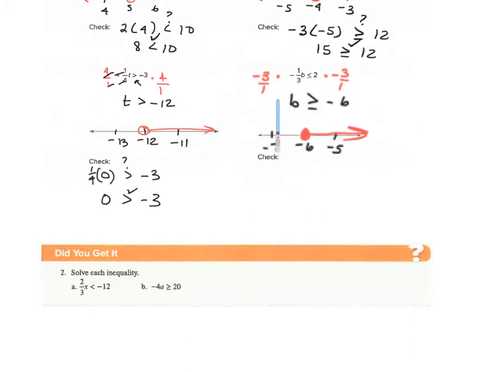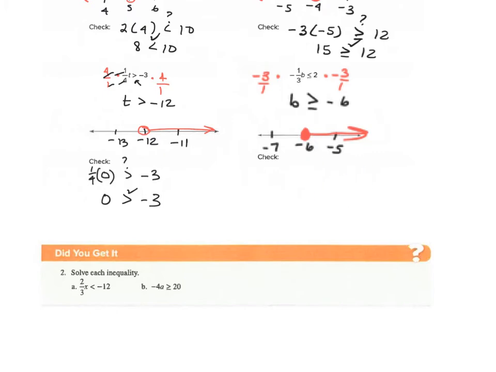Now, since I multiply both sides by a negative number, it is now going to be greater than or equal to, and then 2 times -3 is -6. So here's my -6 on the number line, and I filled it in, and it's greater than or equal to, so I'm shading to the right.